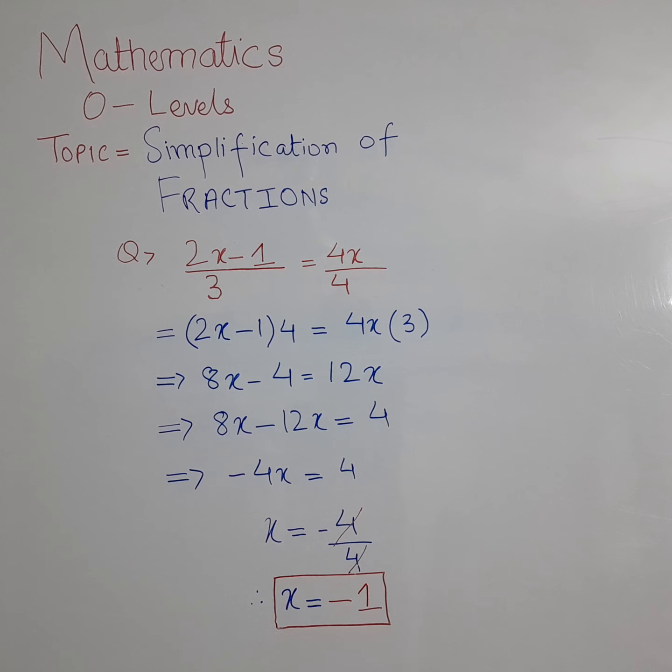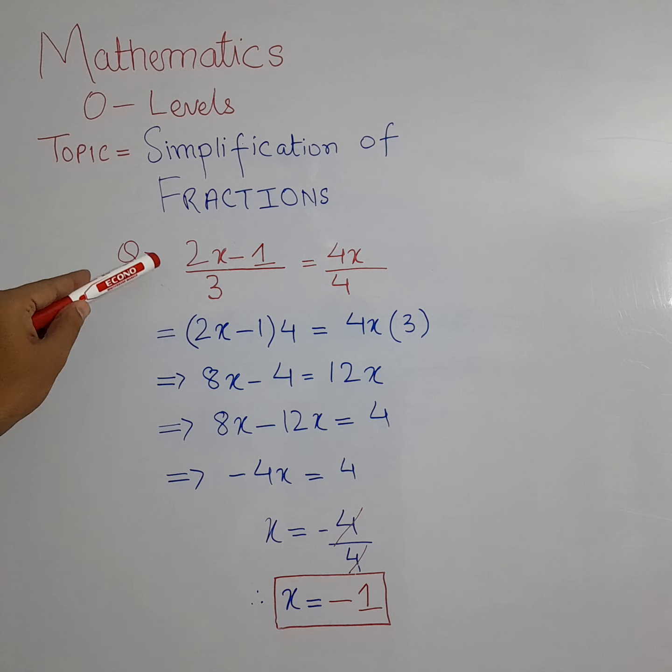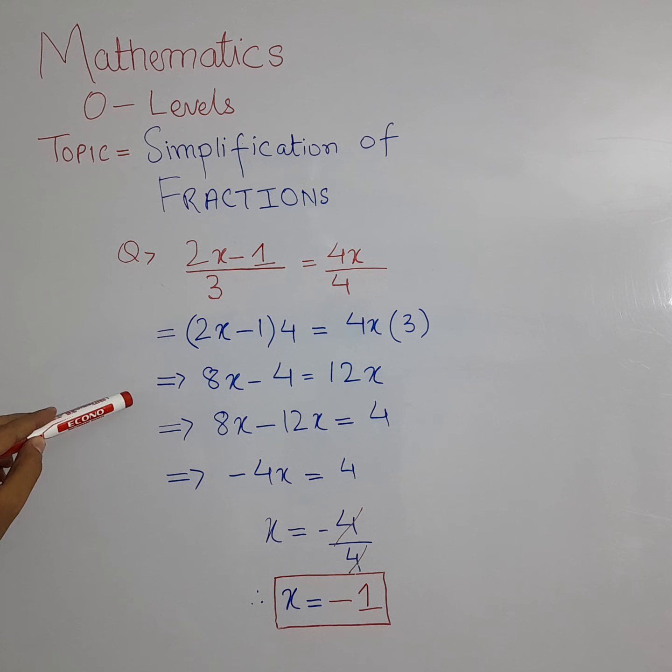So this was another cross multiplication question. We had the question in the fraction form on both sides. So we did the cross multiplication, and then we simplified the question to finally find the value of x, that is x is equal to minus 1. Now we will solve another question of this topic.